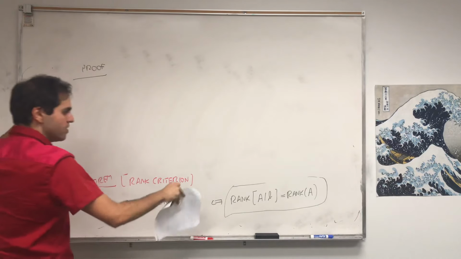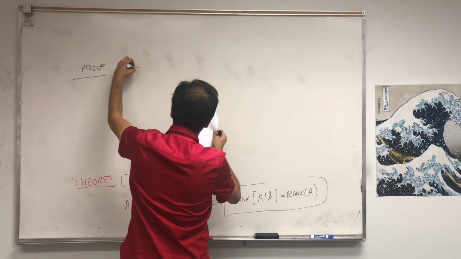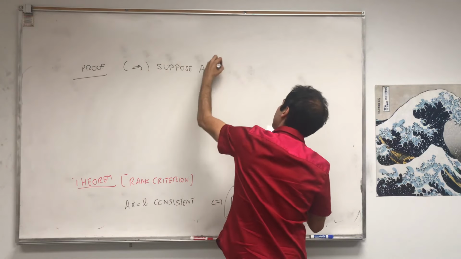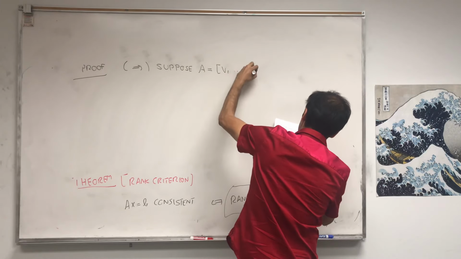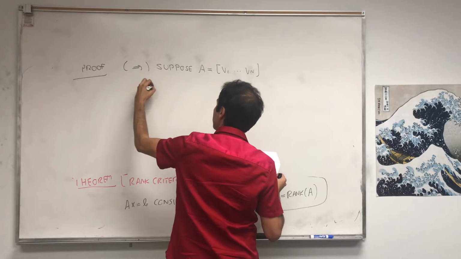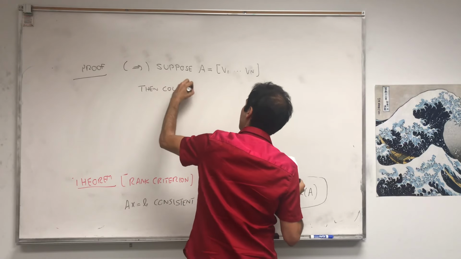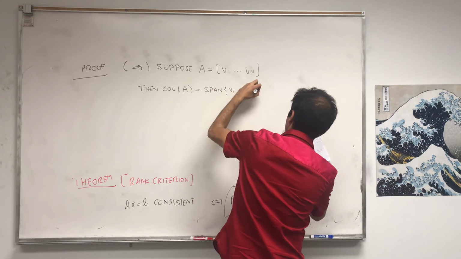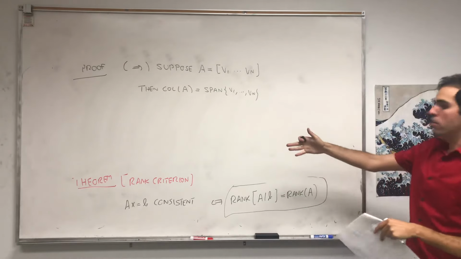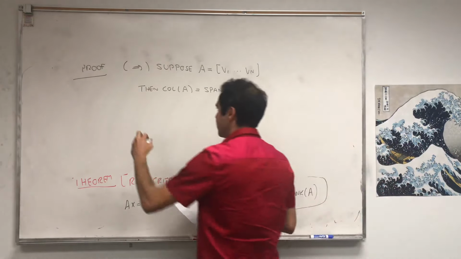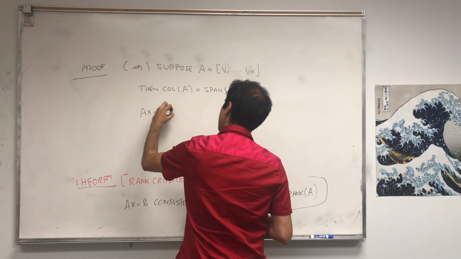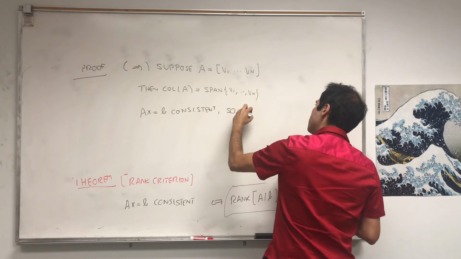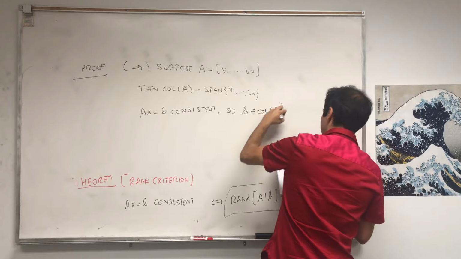So first of all, let's show that if a system is consistent, then the ranks are the same. So suppose A has the following columns: A is v1, dot, dot, dot, vn. Then the column space of A is just the span of those vectors, v1 up to vn. Now, we know that Ax equals b is consistent. So we know that b is in the column space of A.